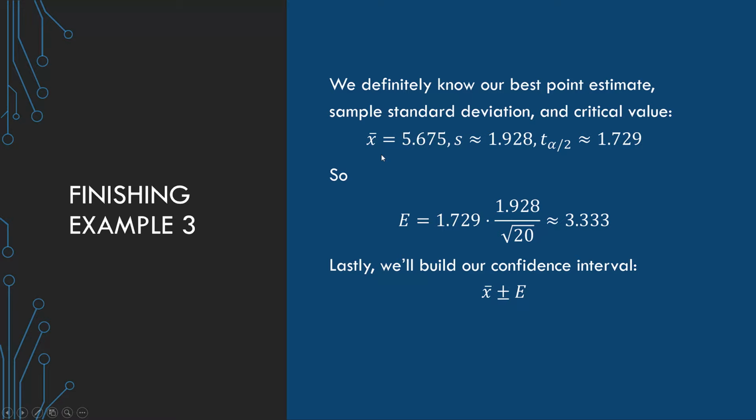So we can definitely agree. X bar is 5.675, S is 1.928, and the critical value is 1.729.